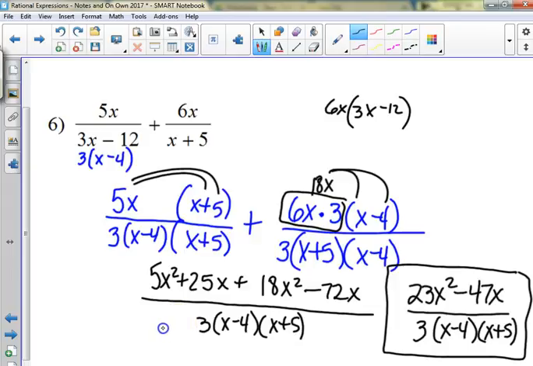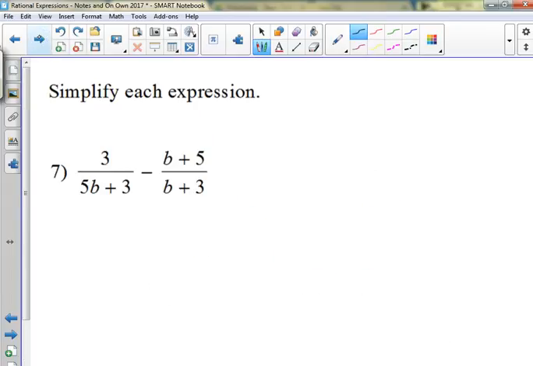All right, two more that have to do with what? Subtraction, which is the same rules as adding. It's just miserable because this negative in the middle, this minus, is going to apply to all of this, right? At some point. Yeah, so let's just get the common denominator and then we'll worry about that. What's the common denominator? 5b plus 3 times b plus 3. There's no way to make that any better.